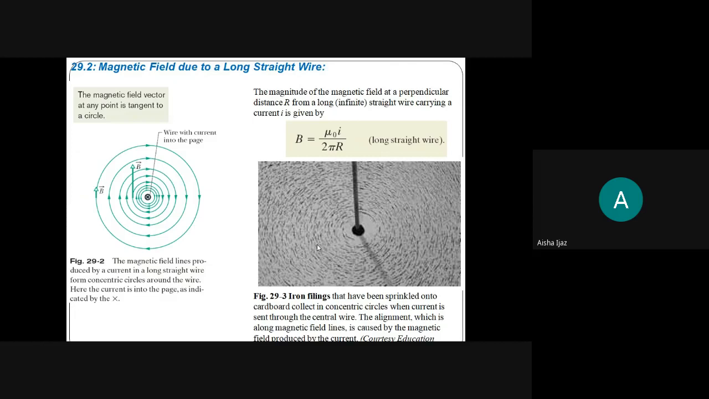If the current is upward, the fingers are curled in anti-clockwise direction. So it means the B field lines are in anti-clockwise direction. And if the current is down, my fingers are curled in clockwise direction. So that is basically the methodology of how you apply the right hand rule to find the direction of magnetic field lines, and the B field at any point is tangent to the path.